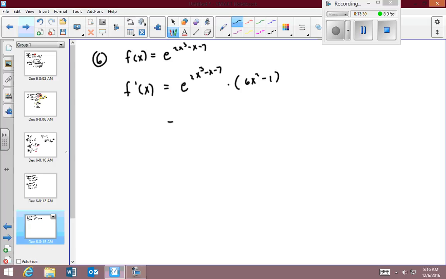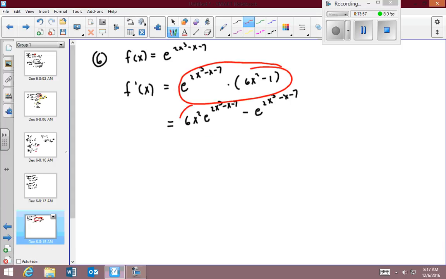Now, if you want to distribute this e to the x across it, then you could have 6x squared e to the 2x cubed minus x minus 7 minus e to the 2x cubed minus x minus 7. What I'd take is this or that one, whichever way you'd want to do it.